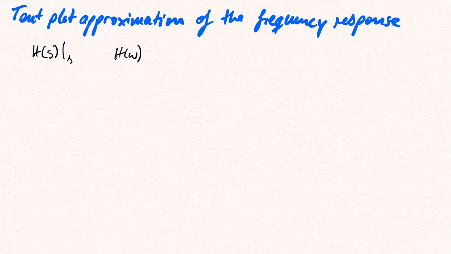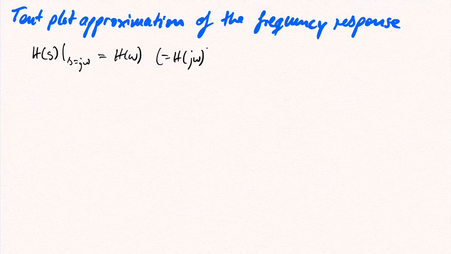When setting s equal to jω, so replacing the complex variable s with a purely imaginary value jω, yields the frequency response H(ω), which is also sometimes written as H(jω) to make the connection between the transfer function H(s) more obvious, since s is replaced with jω.